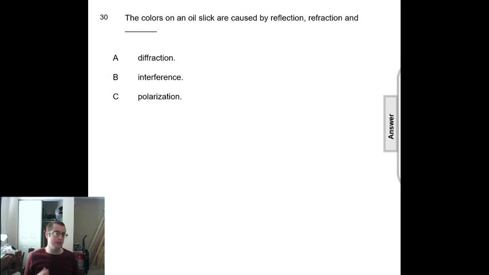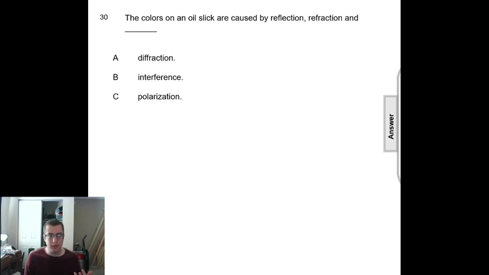Alright, colors on an oil slick are caused by reflection, refraction, and... I'll give you a couple seconds to think. Pause if you need to. So it's going to be both those two things, and then it all depends on what happens with those wavelengths after they leave the material and they line back up.